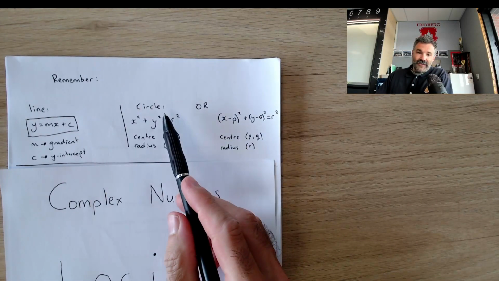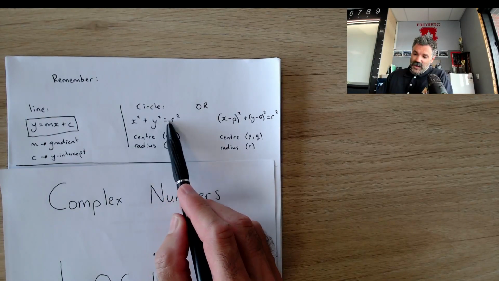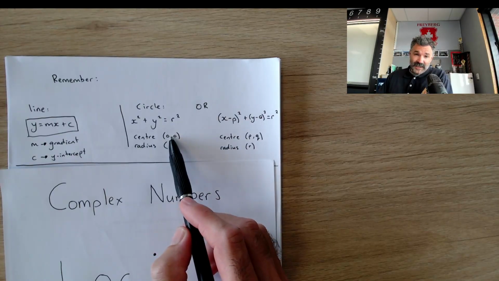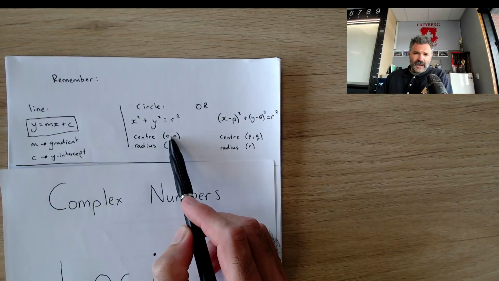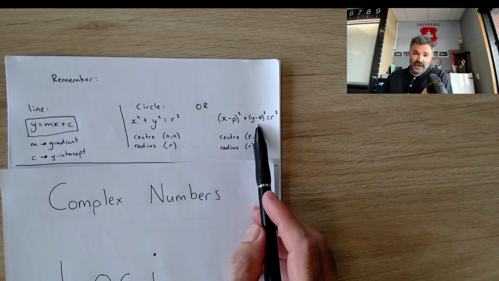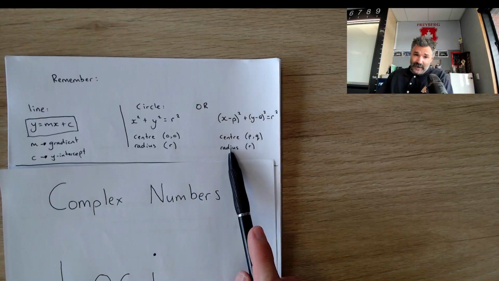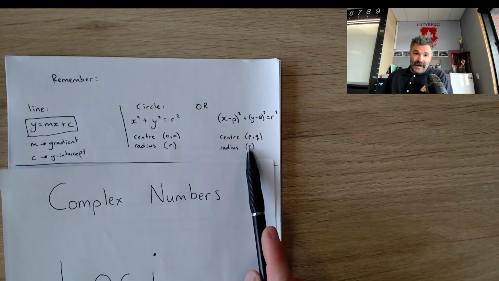The other thing you want to have down, like I said earlier, is the equation of a circle. X squared plus y squared equals r squared, as long as the center is right there at the origin. If it has shifted left or right, we have x minus p squared plus y minus q squared is equal to r squared, where p, q would be my center and the radius would be r.